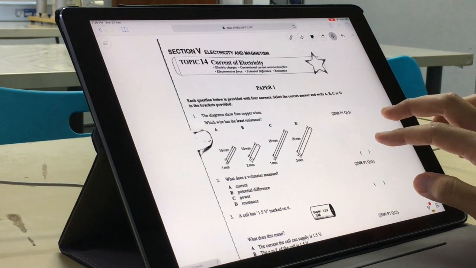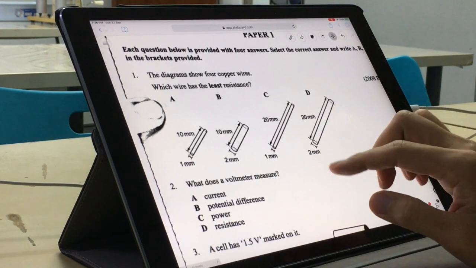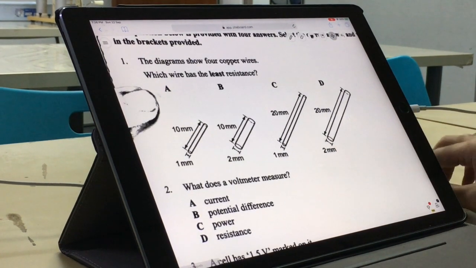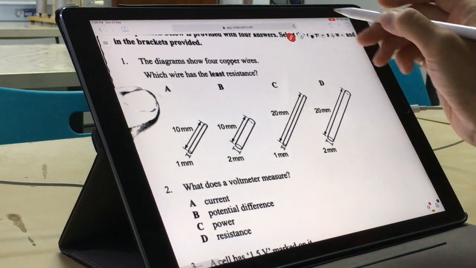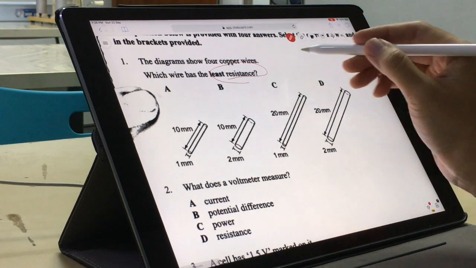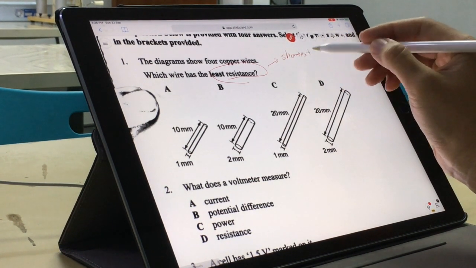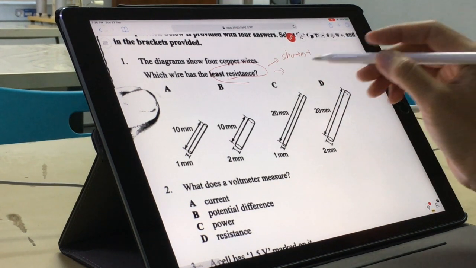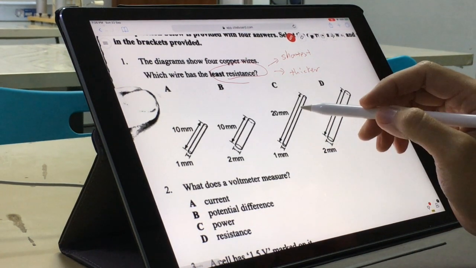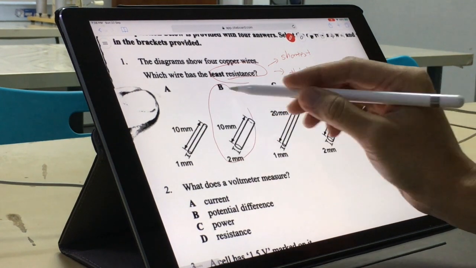Great. First one, this is electricity and magnetism. The diagram shows 4 copper wires. Which wire has the least resistance? We are looking for the least resistance. The one with the least resistance is the one that is shortest and thicker. Which one do you think is B? Yes, it's short and big. Very good, that's correct.